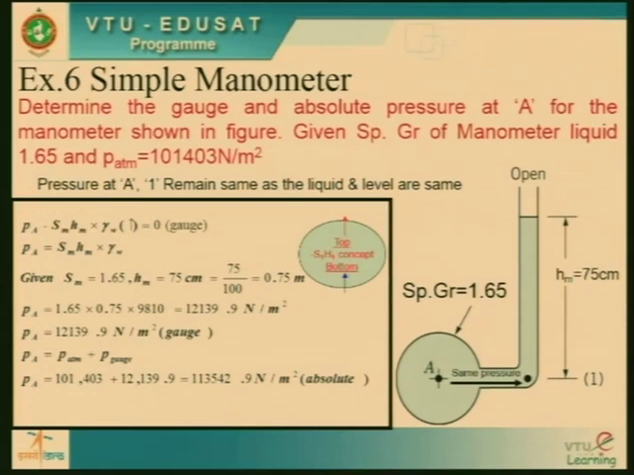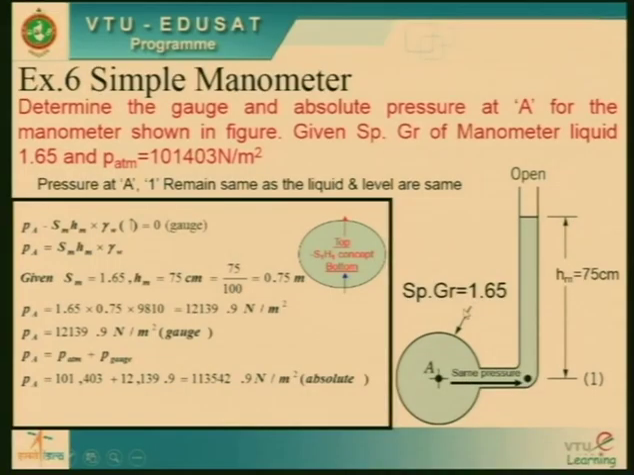Is it okay? Now, in this question, if you see the diagram, this is a manometer, exactly like a pipe perpendicular to this. This is the point A. This point is connected to a tube, exactly like what is shown as a simple manometer, of specific gravity 1.65. Height of the manometer liquid is 75 centimeter.